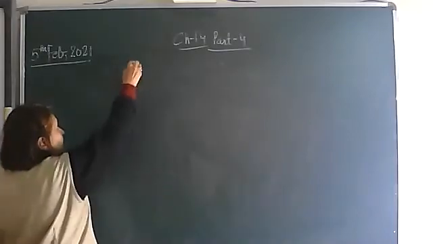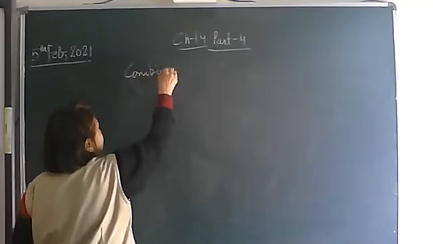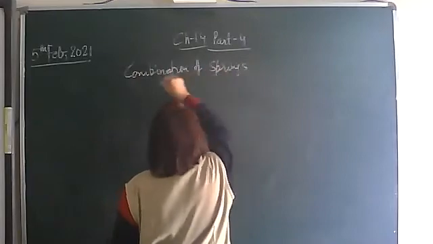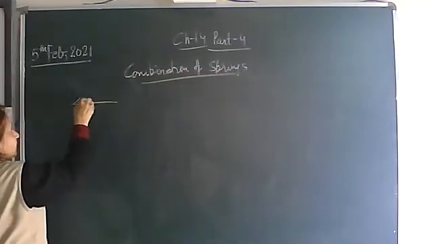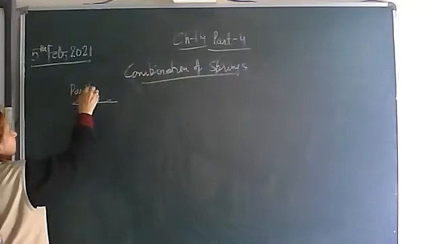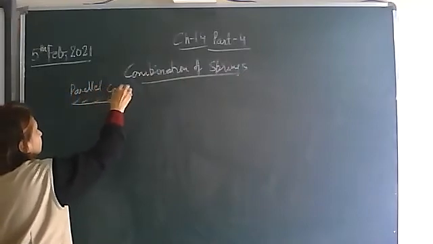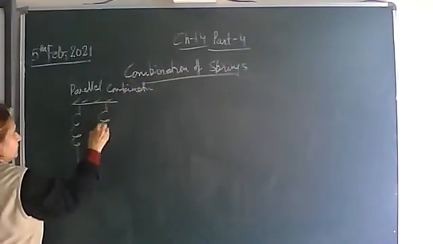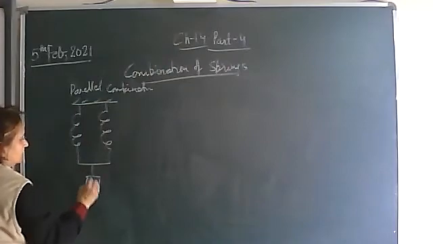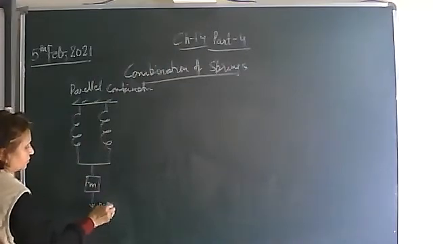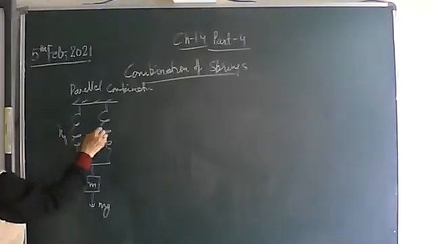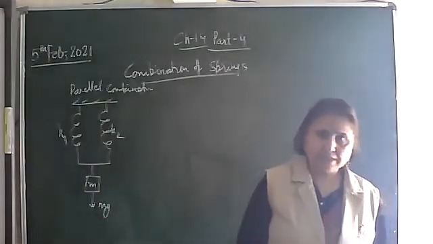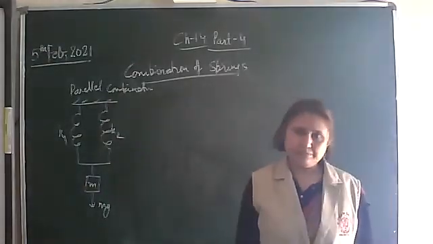Okay, parallel combination of springs. Let's take two springs having different spring constants and connect them in parallel. So this is the parallel combination, loaded by mass m. So the weight is mg. Let the spring constant of the first spring be k1 and of the second spring be k2. Such a combination we call a parallel combination when it is loaded by the weight mg.